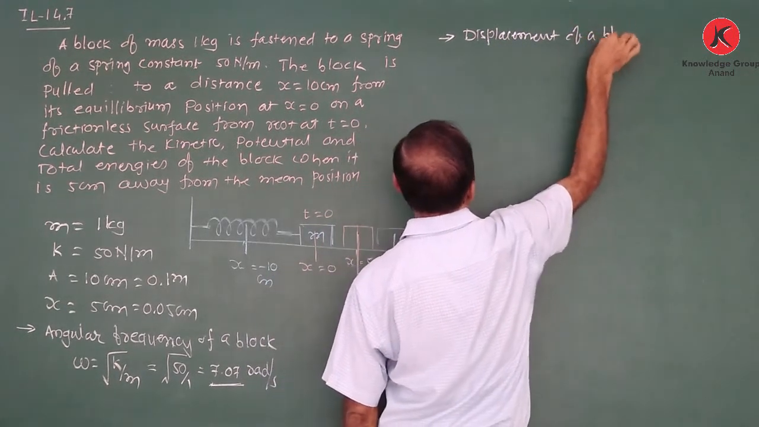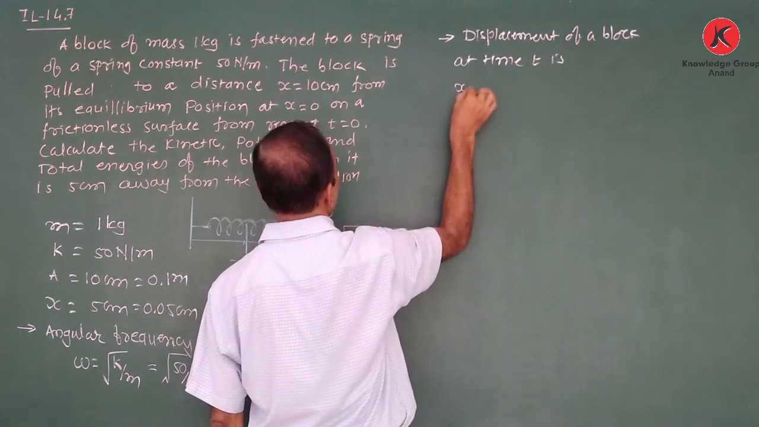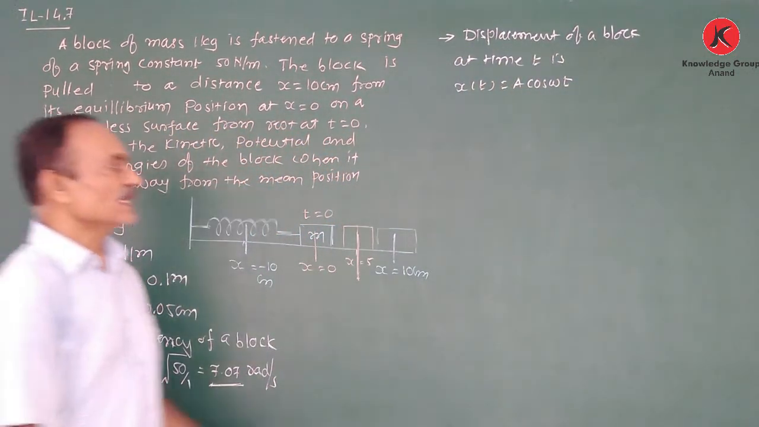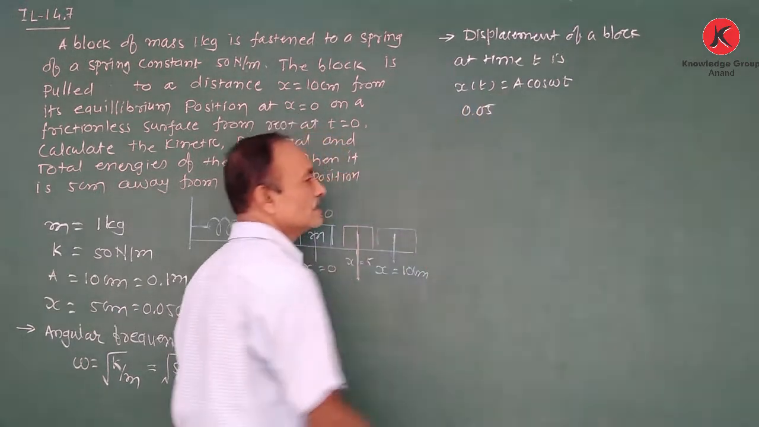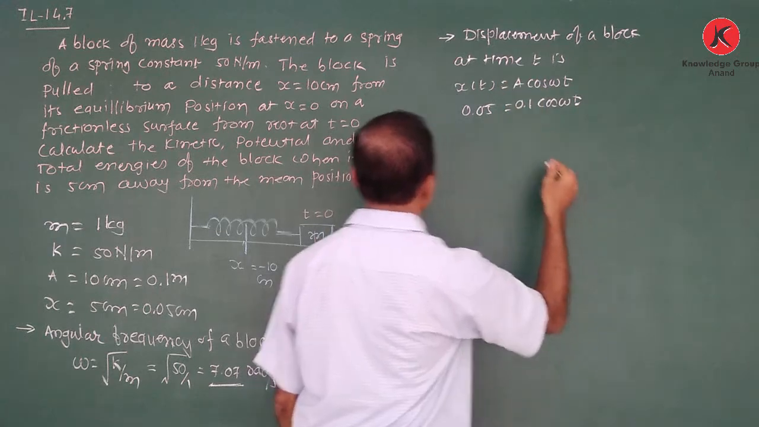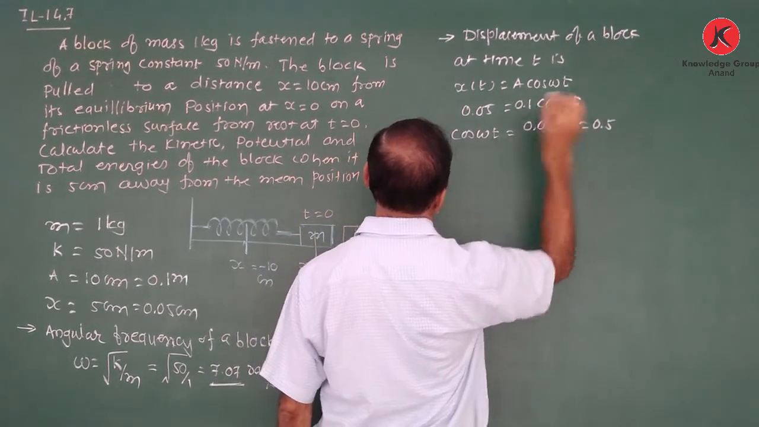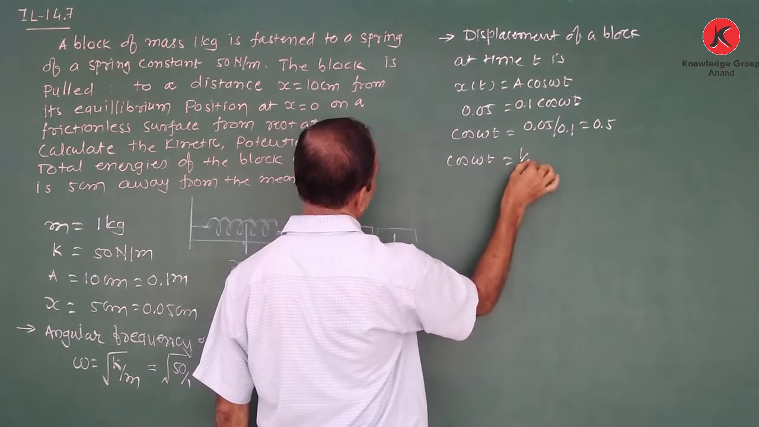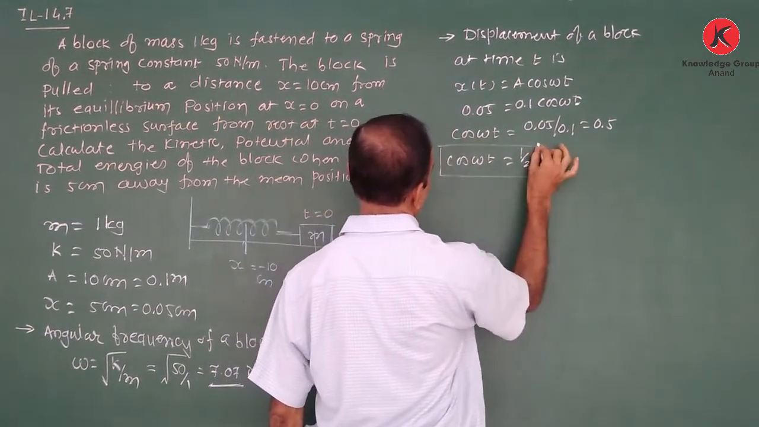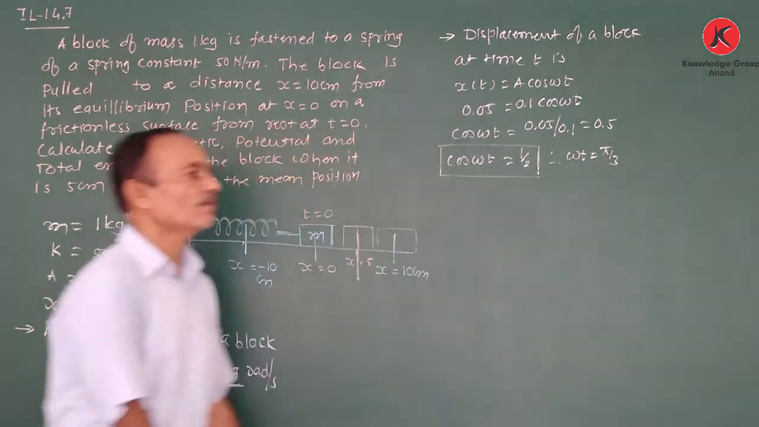Therefore, the displacement of the block at time t is x(t) is equal to A cos omega t. Now x is given, that is 0.05. A is also given, that is 0.1, into cos omega t. Therefore, cos omega t is equal to 0.05 upon 0.1, equal to 0.5. Therefore, cos omega t is equal to 1 by 2. Therefore, omega t is equal to pi by 3.